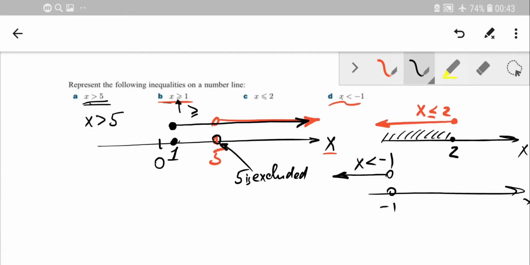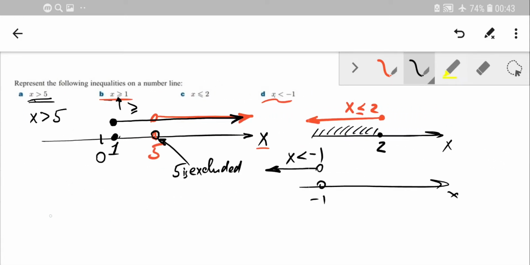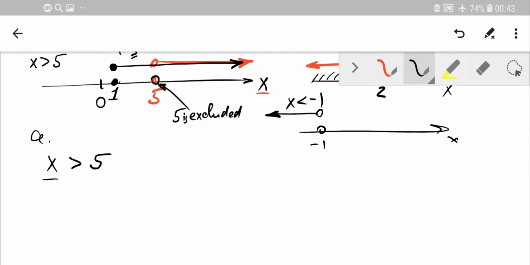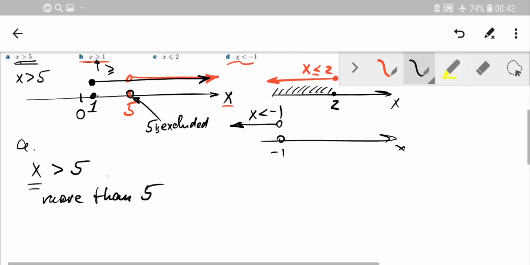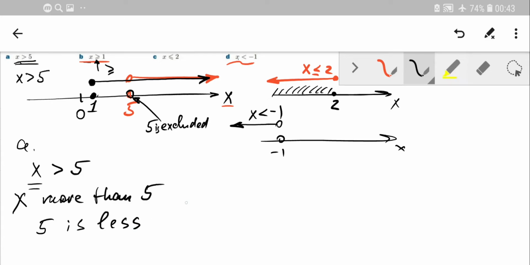Alright, so here's a simple rule. When you see some variable and a number, like in case A, you can read this x from left to right as x more than 5. So what if you want to say it not starting from x, but starting from 5? You can say that 5 is just less than x, simply.